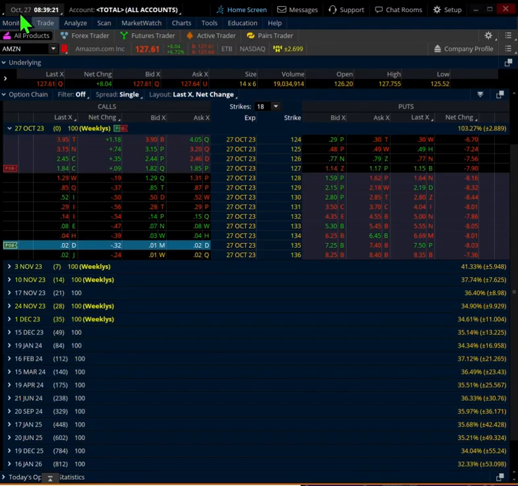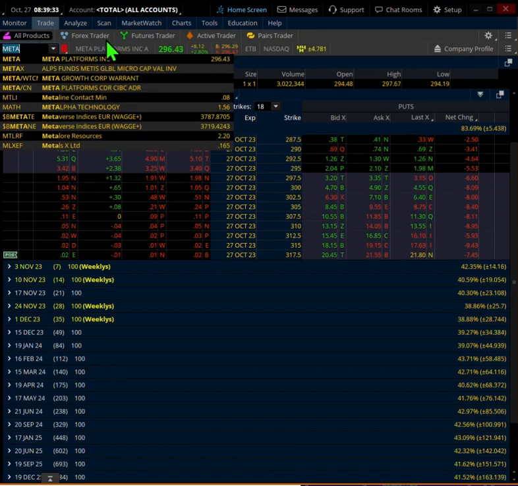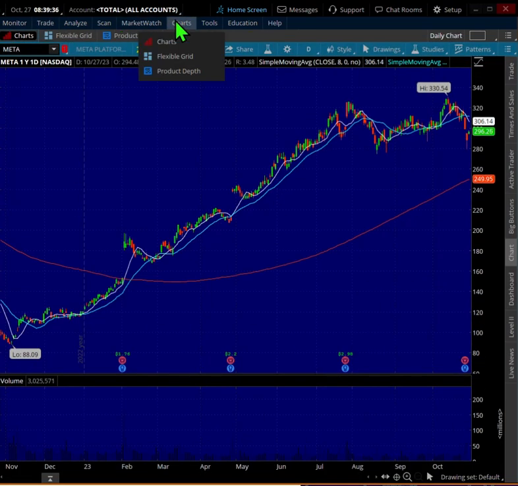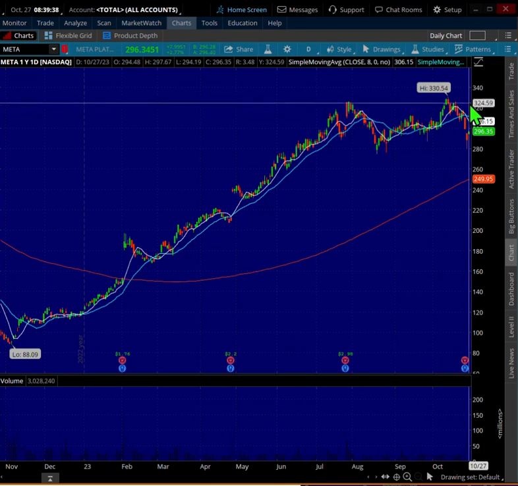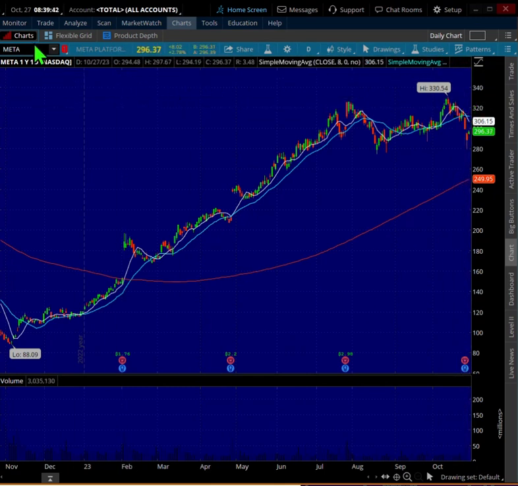Hello traders, it's Friday, October 27th, 2023. It's Expiration Friday. We have got directional expected move butterflies on in Amazon and in Meta. So let's take a look at Meta. Let's take a look at a chart. And we did a bullish butterfly. We need Meta to be up in around the 327 area. And it's not going to happen.